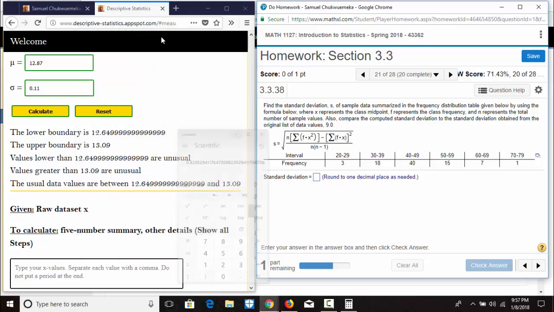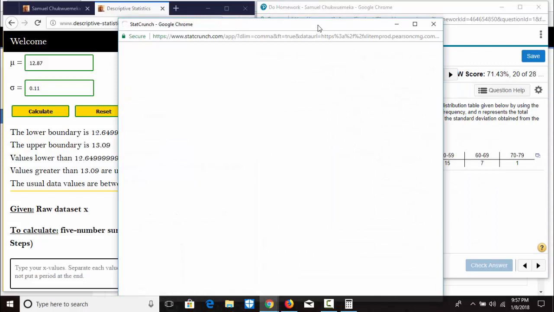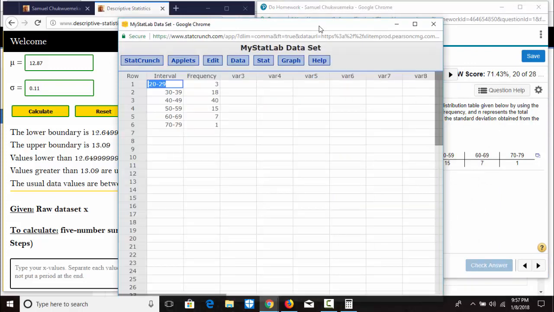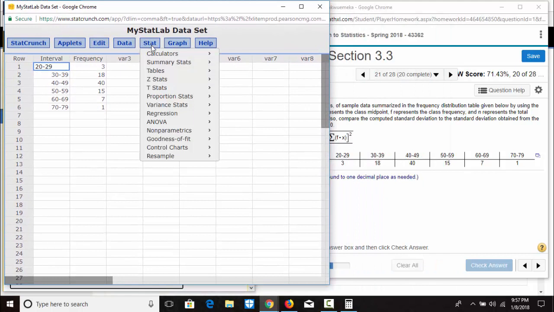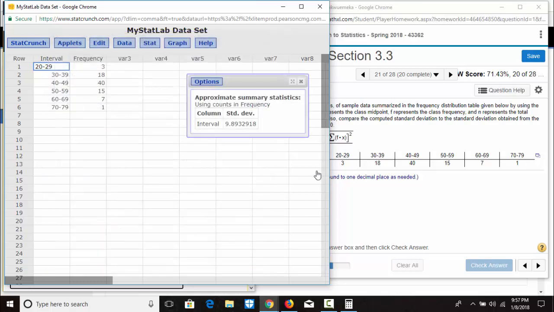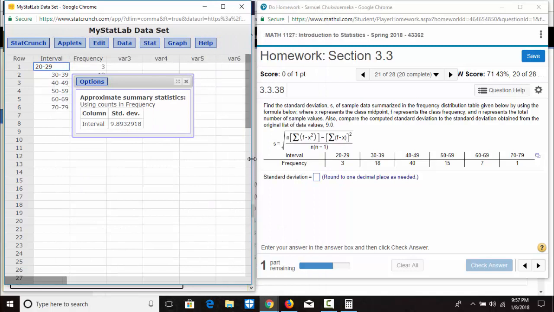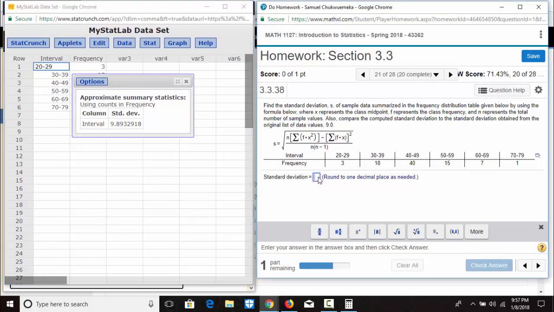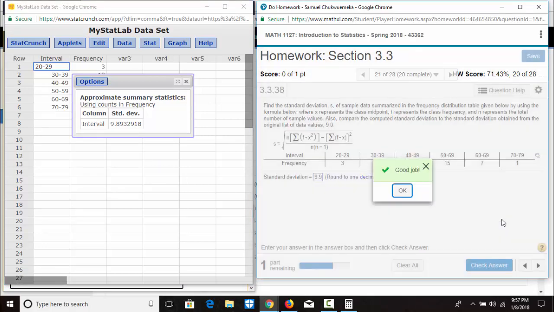The next question looks like the same thing. So let's go ahead, open this in StatCrunch. We do this one in StatCrunch. Go to Stat, Summary Stats, Grouped Bin Data. Bins are interval, counts, frequency. Then select Standard Deviation, click Compute. Okay, so this gives us, to one decimal place, 9.9. Okay, 9.9.